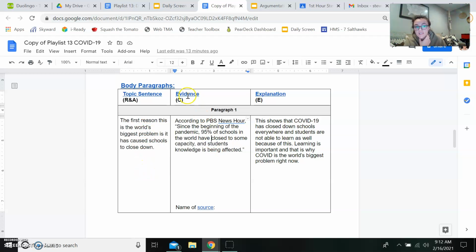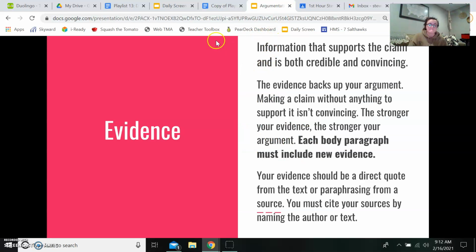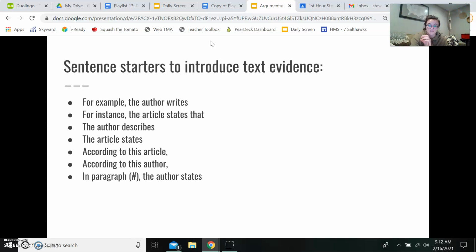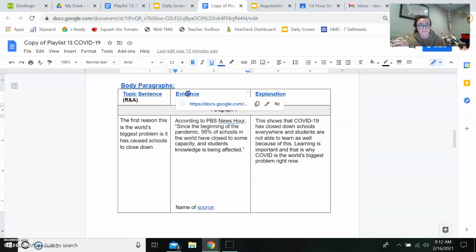And then here in C, I've cited evidence. Same thing as a RACE paragraph, same exact thing. In fact, you guys have sentence starters for your citations in your journals, where we copied and pasted those notes, okay? So evidence is the same thing as when you do it in a RACE paragraph. You're going to cite evidence that supports your answers. Now there's also some sentence starters here in this slideshow. All you need to do is click on this link here, okay? So I've said something like, according to PBS NewsHour.